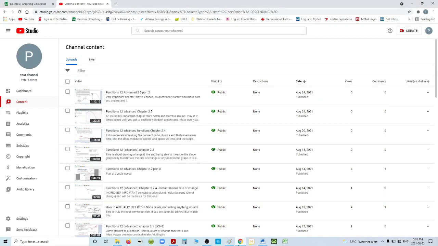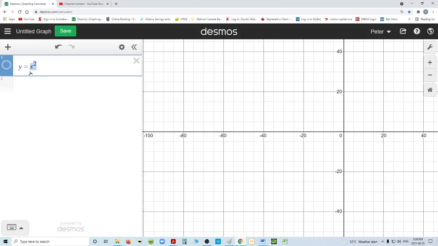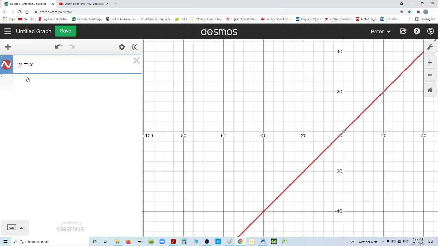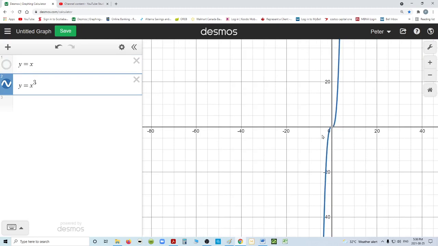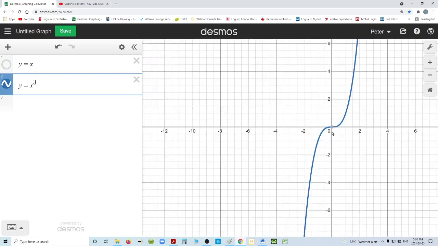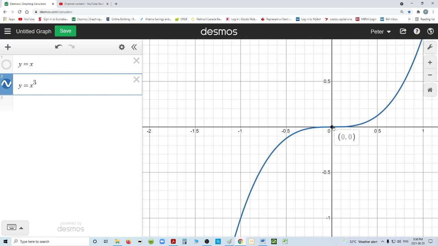And Desmos is great for illustrating this. So I'm going to show you a normal line first. There's the line. Then I'm going to show you the normal cubic, x to the power 3. Now here's how it only has 1 turning point, or actually no turning points. And it only crosses the x-axis once.